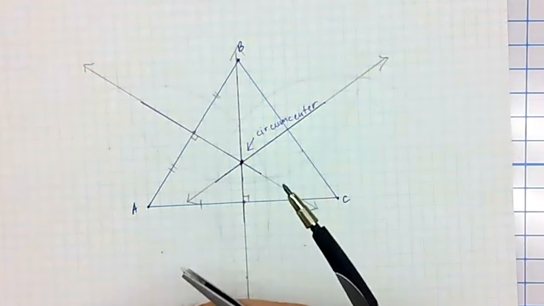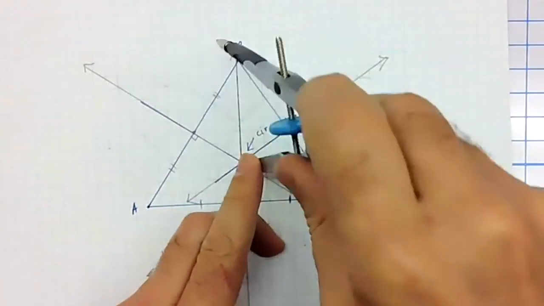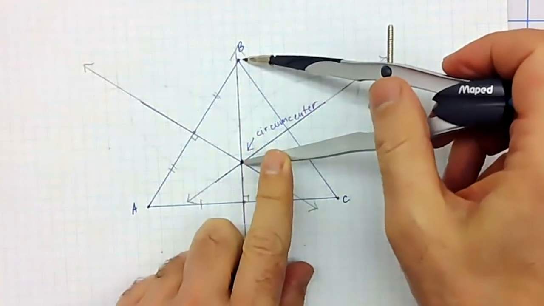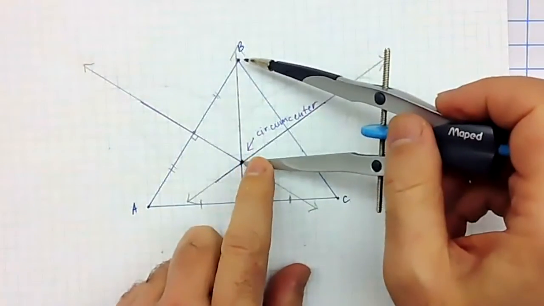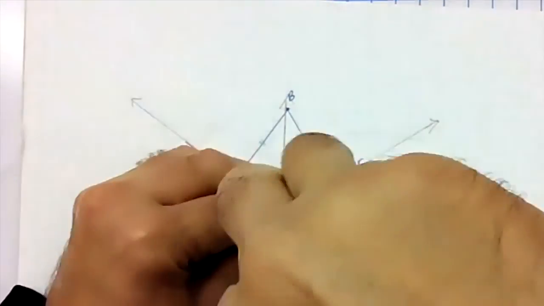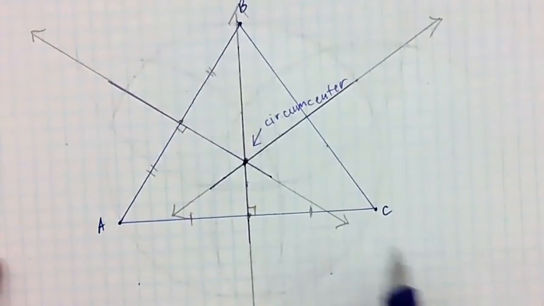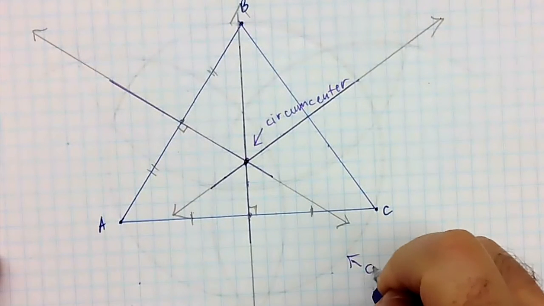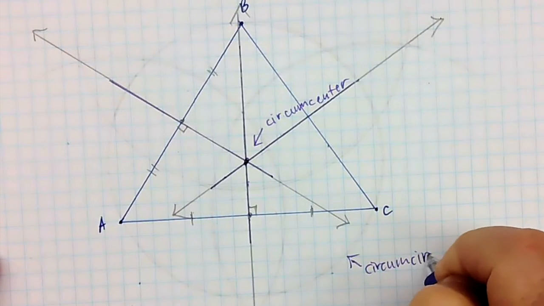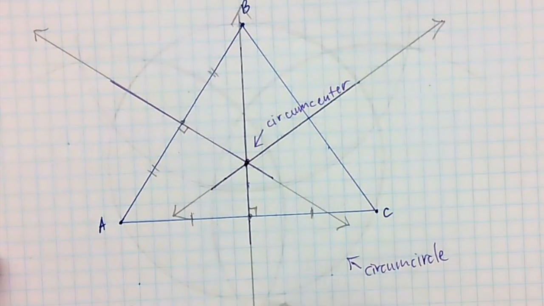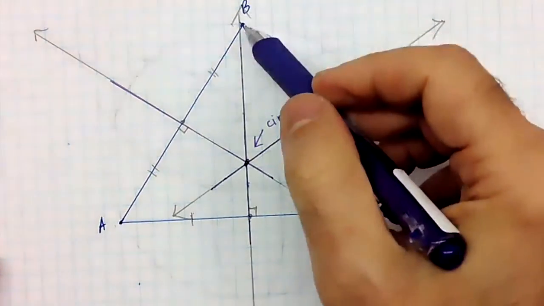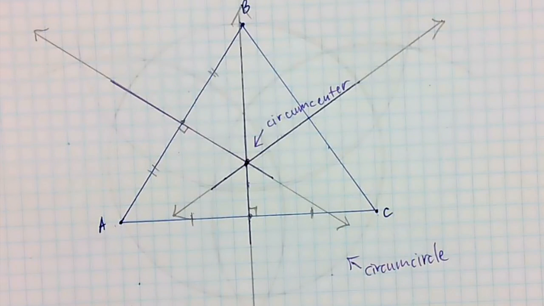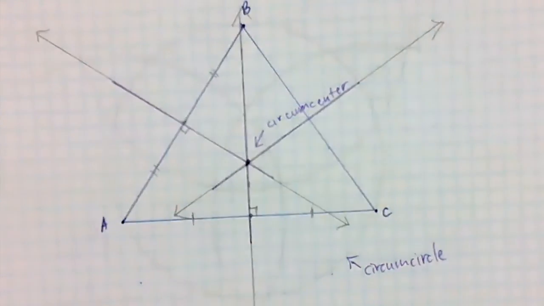And we can use that circumcenter to draw our circumcircle. Just make sure you set the radius to the distance from the circumcenter to one of your vertices. You can see that the circumcircle goes through each of my points A, B, and C. And that's our beautiful construction of a circumcircle.